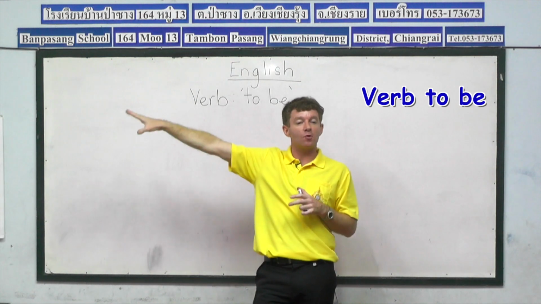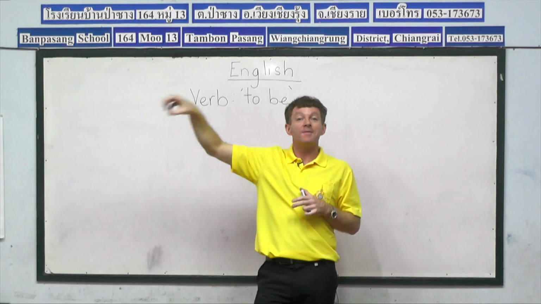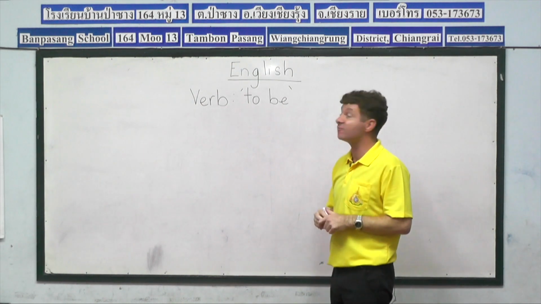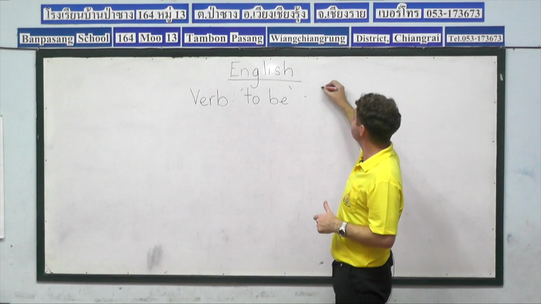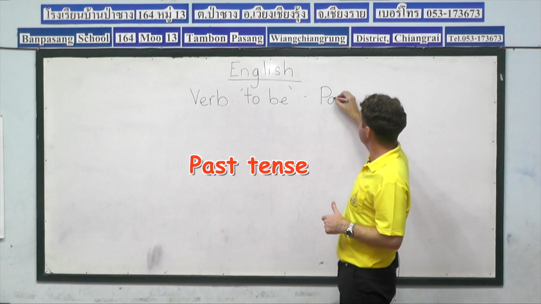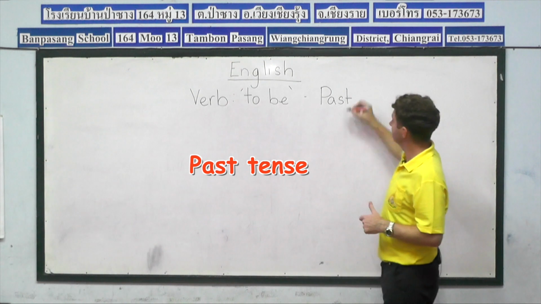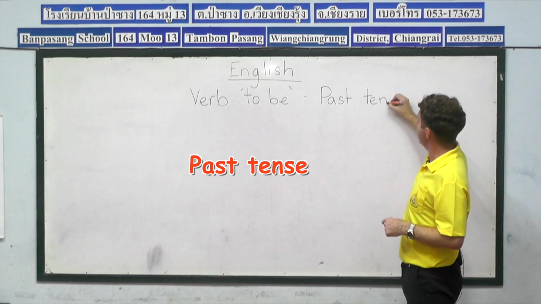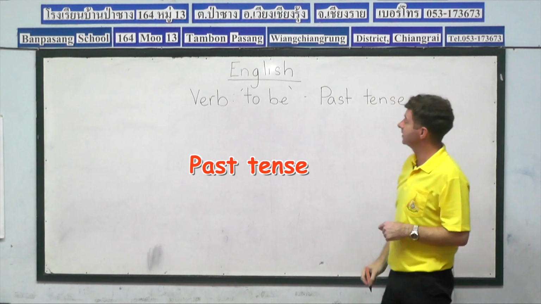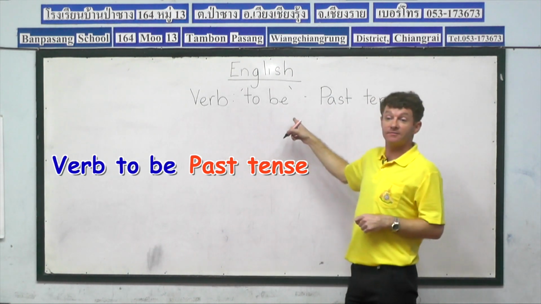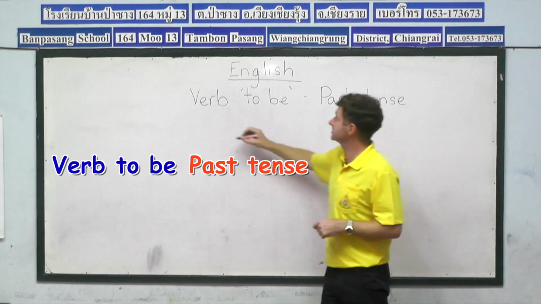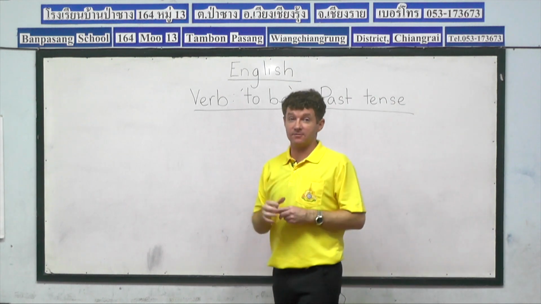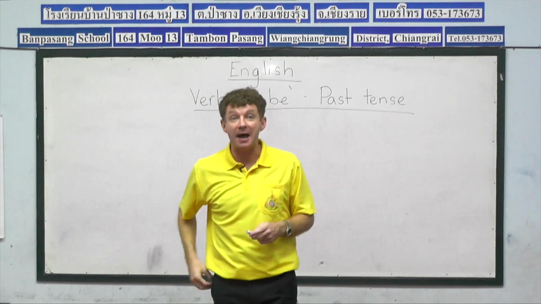Something that has happened already we call past tense. Okay, so we're going to continue looking at verb to be past tense. P-A-S-T. And tense, T-E-N-S-E. Verb to be past tense. Excellent, guys. And so far, we've learned two ways to talk about verb to be in past tense.